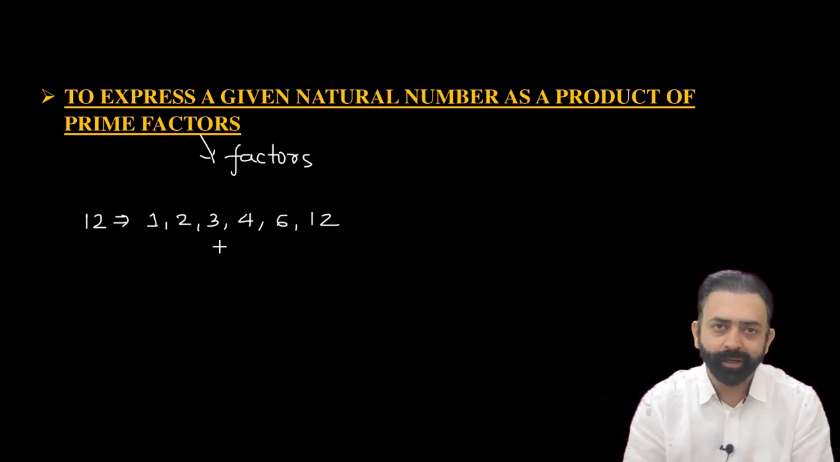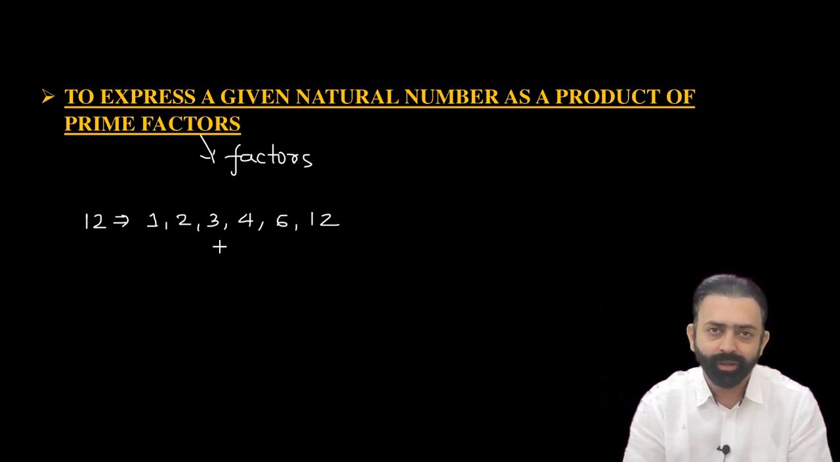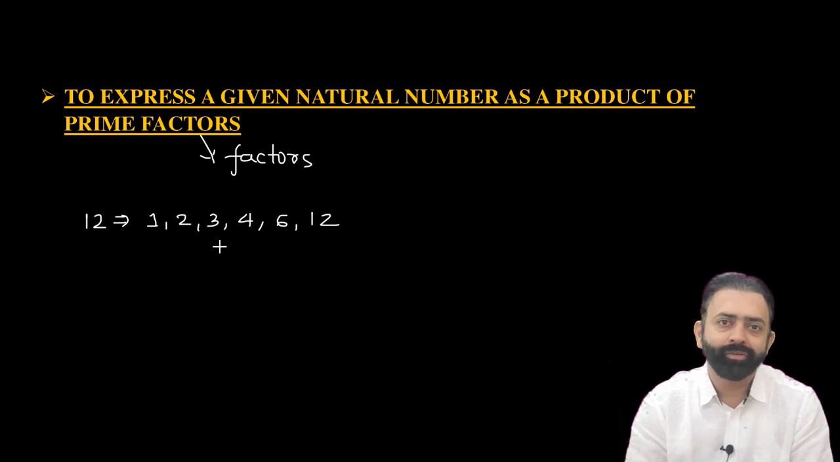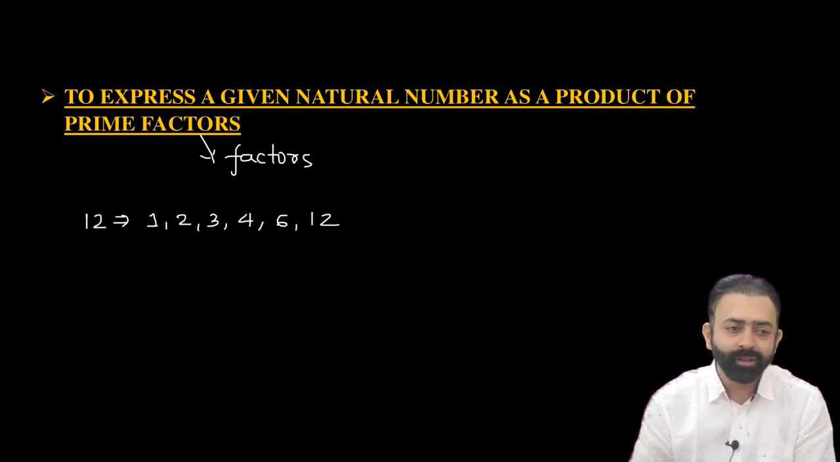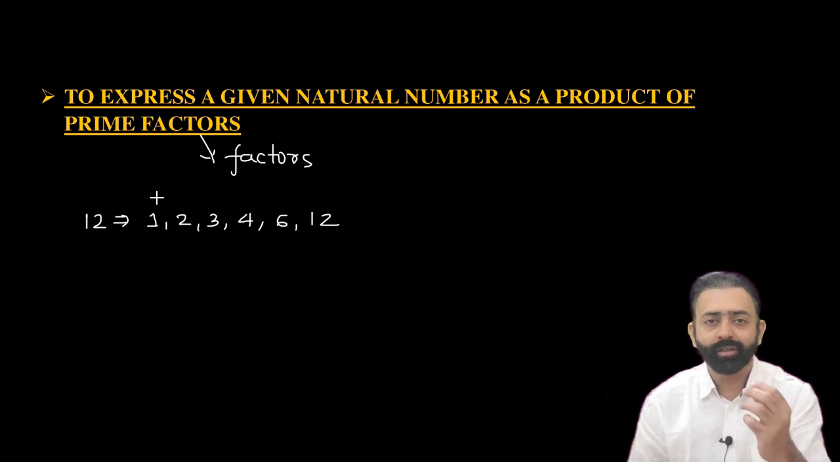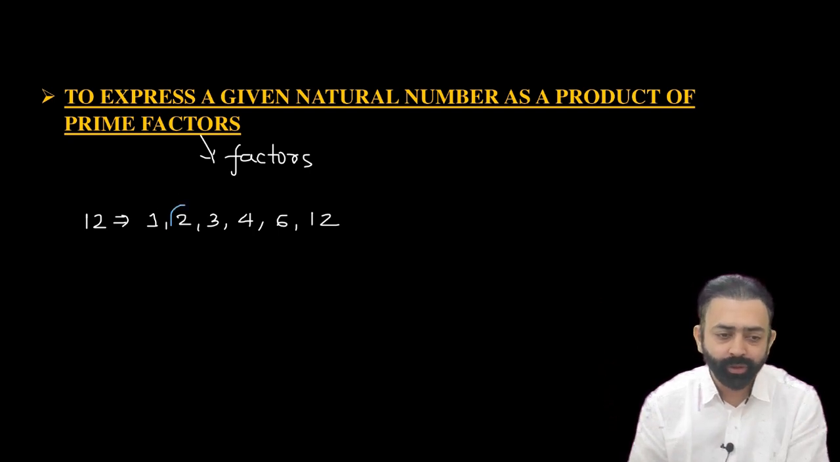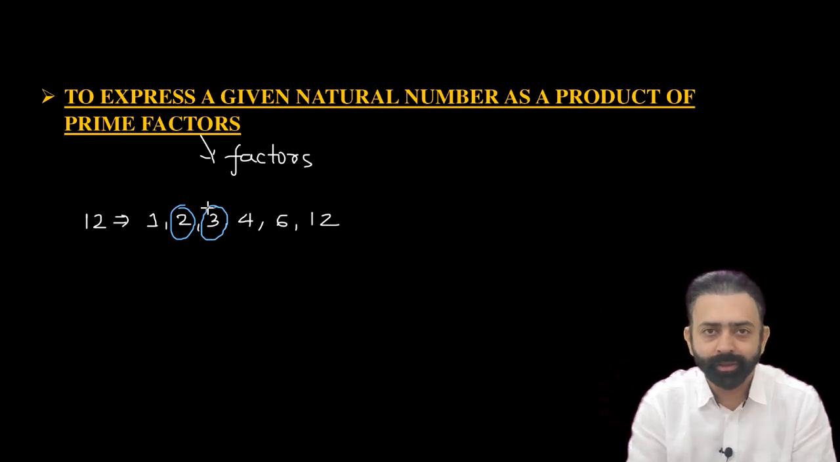So what are prime factors? As the name suggests, out of these 6 factors, we need to choose the prime numbers which divide this 12. So the prime factors of 12 are only the prime numbers. As we know, the starting prime number is 2. So only 2 and 3 are the prime factors of 12.